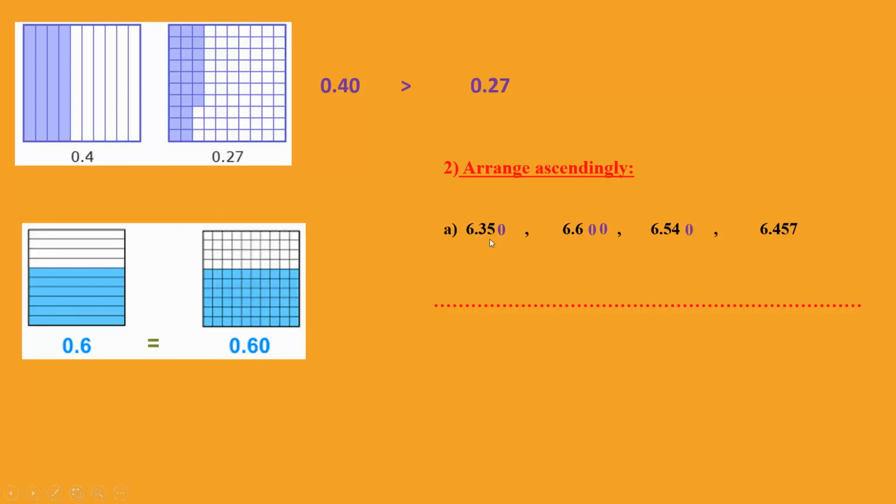Which one is the smallest? 350, 600, 540, 457? Yes, 350. And put it in the original form, 6.35. Okay, next one, yes, 6.457. Next, 6.54. And next, 6.6.